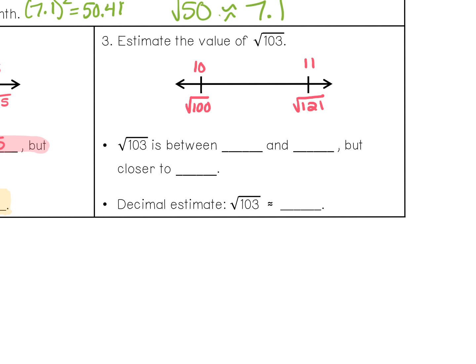So the square root of 103 is going to be somewhere between the square root of 100 and the square root of 121, or 10 and 11. Now, 103 is way closer to 100 than it is to 121. So I know that it's going to be closer to 10, which means we're going to be using the numbers between 10.1 and 10.5 for our estimate. I'm going to start with 10.2, and I'm going to square it.